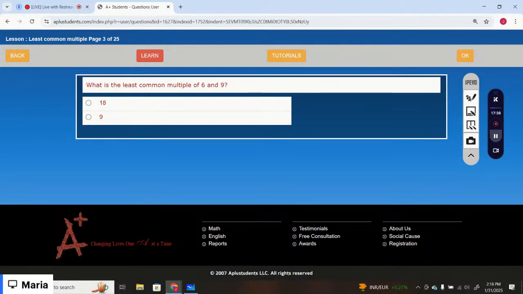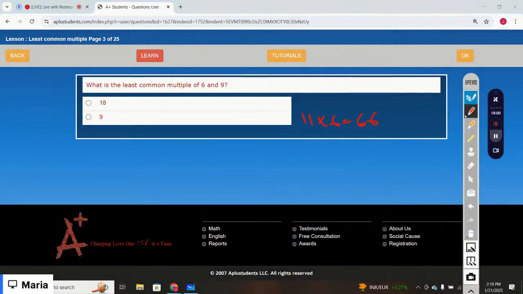What is the least common multiple of 6 and 9? Let's just write down the prime factors of 6 and 9. The prime factors of 6 are 2 times 3, and for 9, they are 3 times 3.